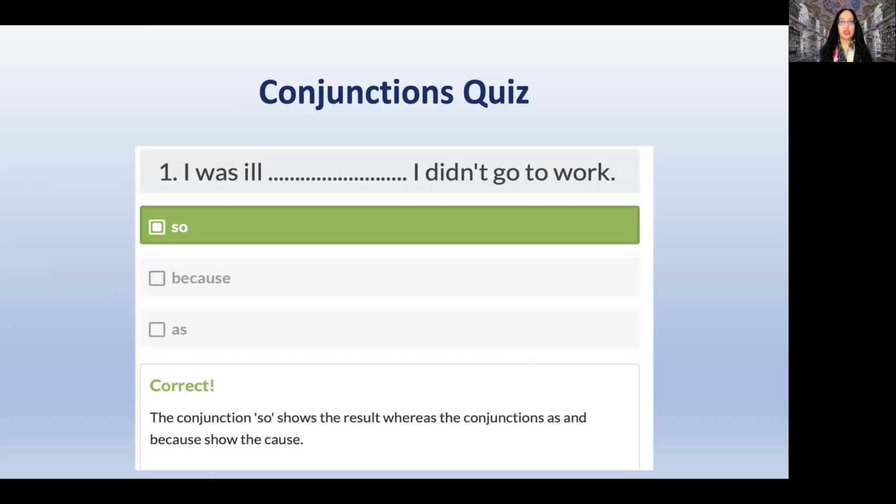I was ill, so I didn't go to work. So the conjunction so shows the result, whereas the conjunctions as and because show the cause. Let's repeat. The conjunction so shows the result, whereas the conjunctions as and because show the cause. Okay.